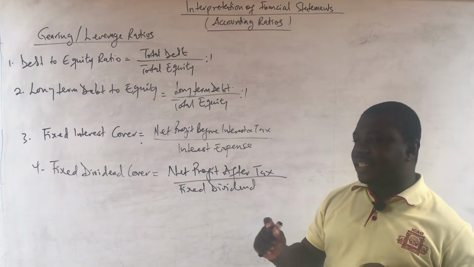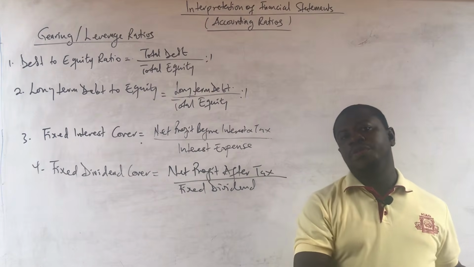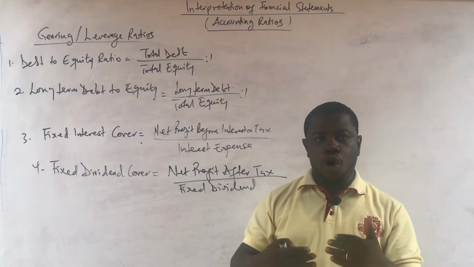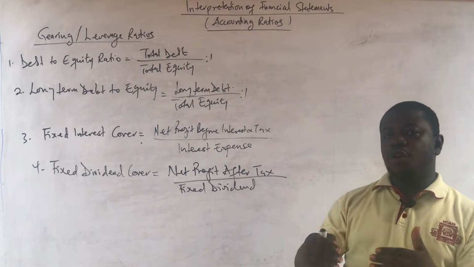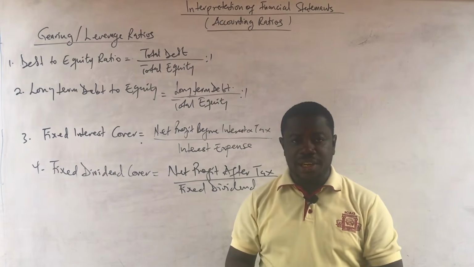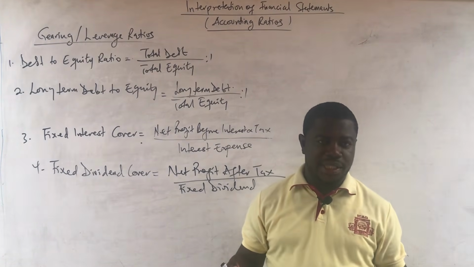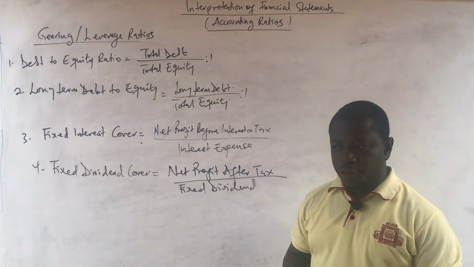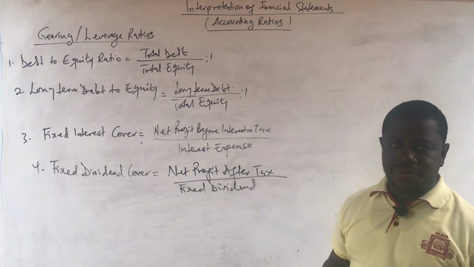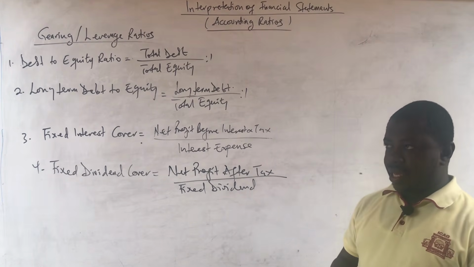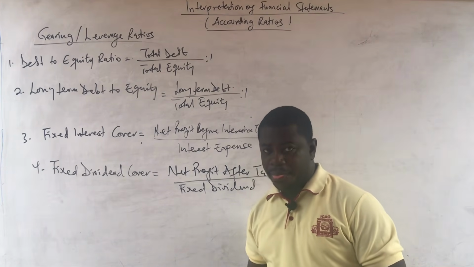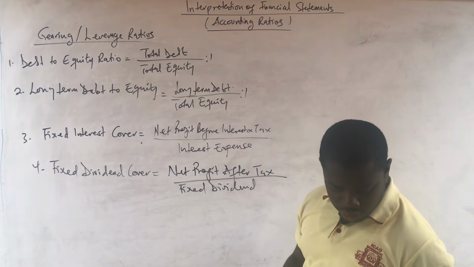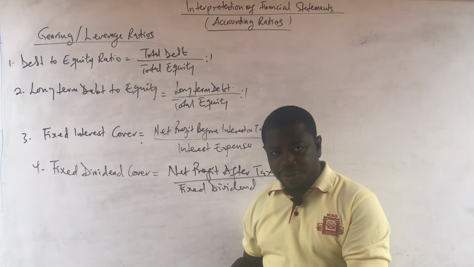Those are just a comparison between your previous years' performances, as to whether you are improving in terms of the covers or declining. And you can also look at the industry average of your competitors. How many times can your competitors pay off their fixed dividend? If they can pay 5 times and you are paying 8 times, then you are doing better, and you can even advise on that. Okay, so that is it with the gearing ratios. Of course, there are some other gearing ratios.